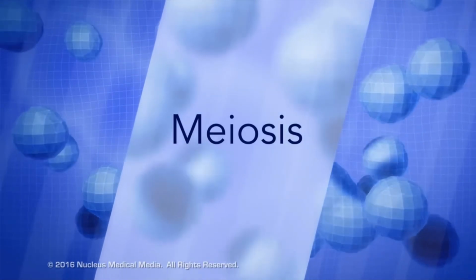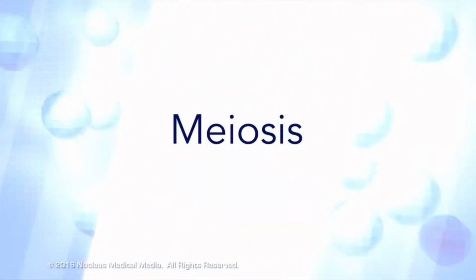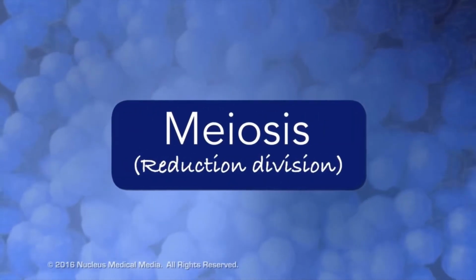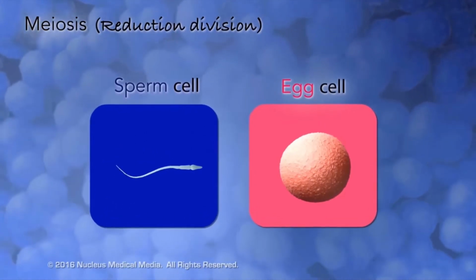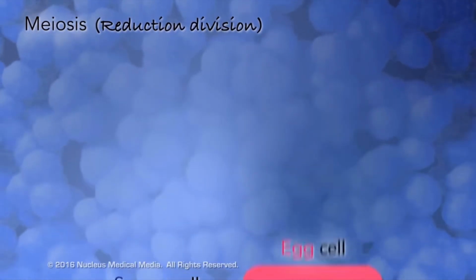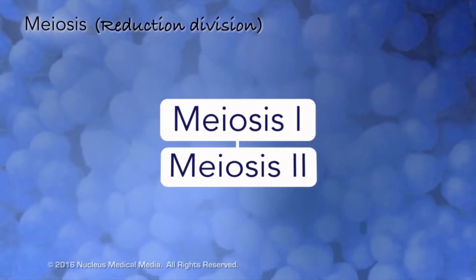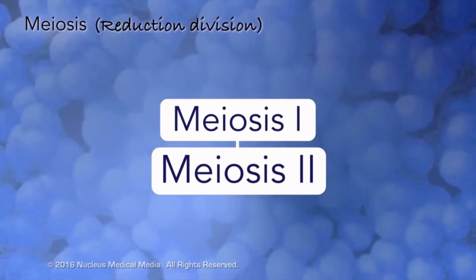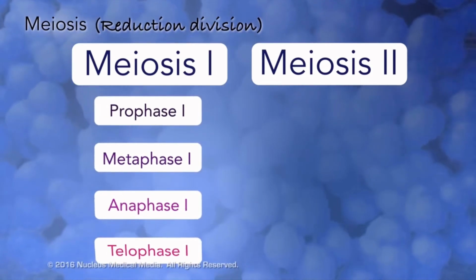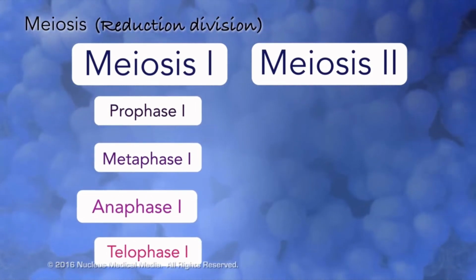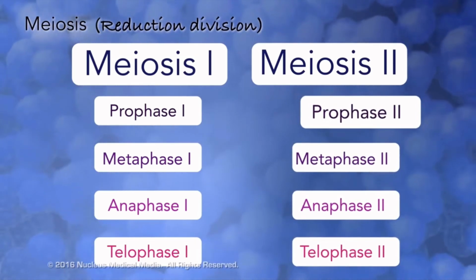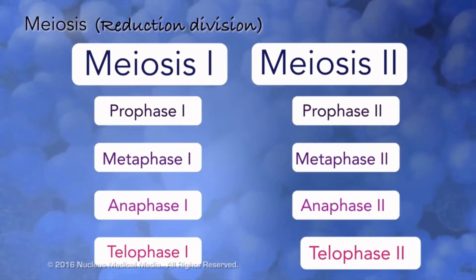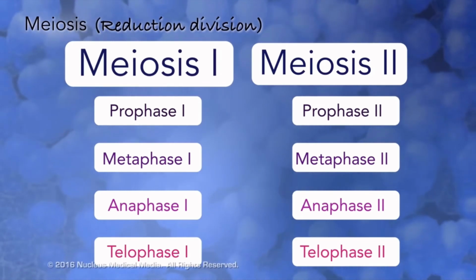In this lesson, we'll explore the details of what happens during the phases of meiosis. Meiosis, sometimes called reduction division, is the type of cell division that produces gametes. By gametes, we mean sex cells, such as sperm cells in males and egg cells in females. Meiosis is broken down into two stages of cell division, called meiosis 1 and meiosis 2. Meiosis 1 has 4 phases: prophase 1, metaphase 1, anaphase 1, and telophase 1. And meiosis 2 also has 4 phases: prophase 2, metaphase 2, anaphase 2, and telophase 2. Let's look at what happens during meiosis 1.